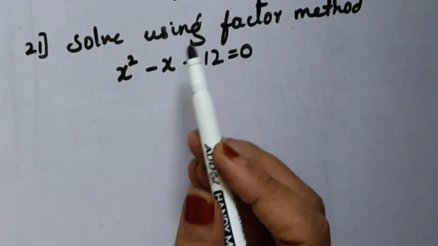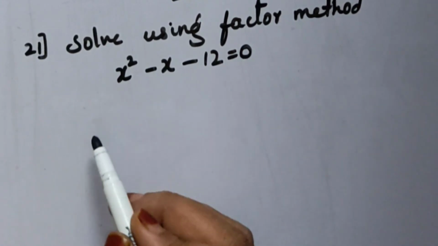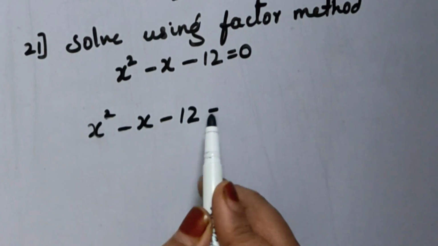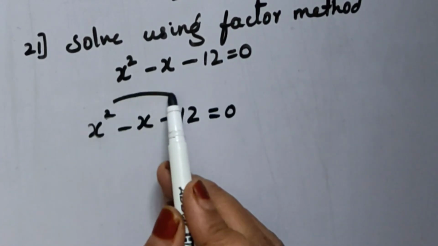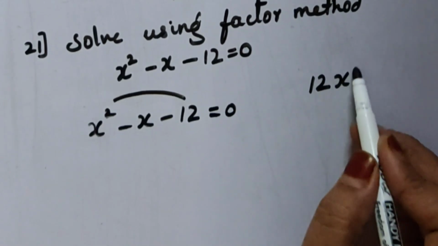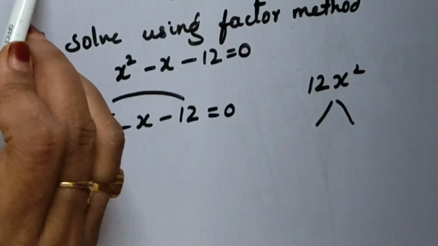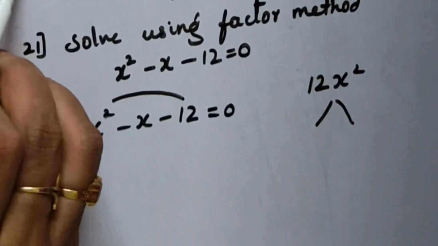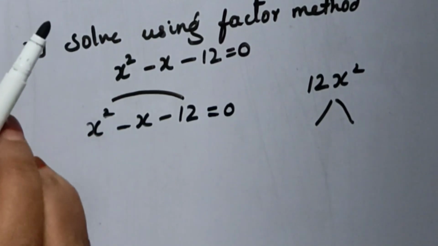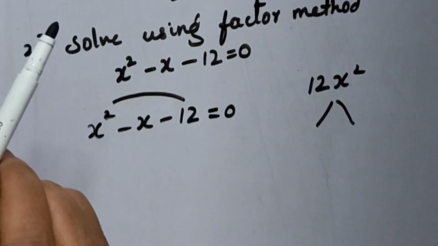Now let us solve the next question. Solve using factor method. Let us factorize this: x square minus x minus 12 equals to 0. So first and last term we will multiply. We get 12x square. What are the factors of 12? It goes in 2 6s are 12, 4 3s are 12, 12 1s are 12. That means it goes in 2, 3, 4, 6, 12 table.